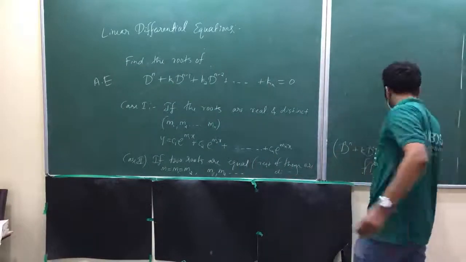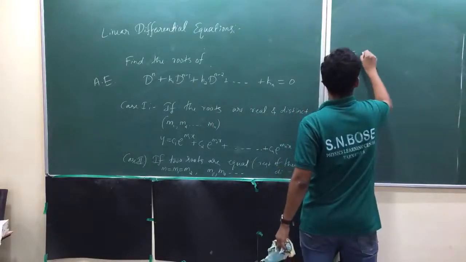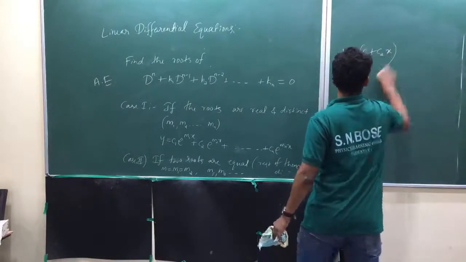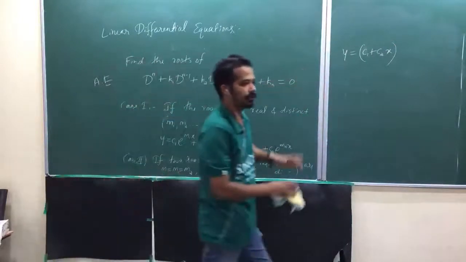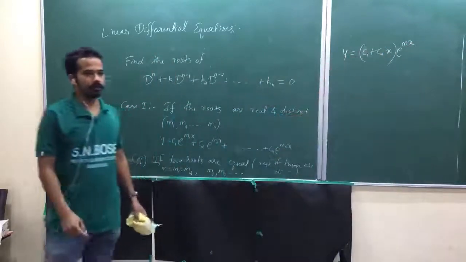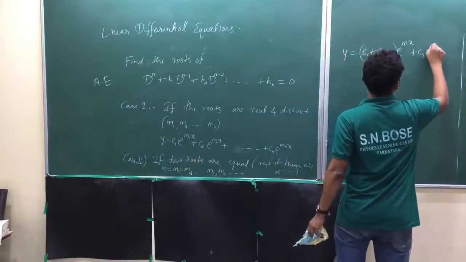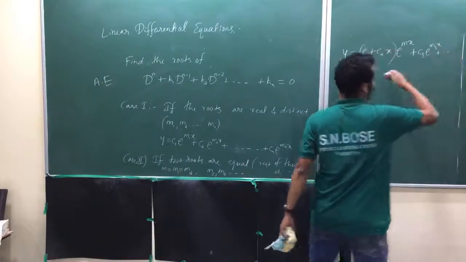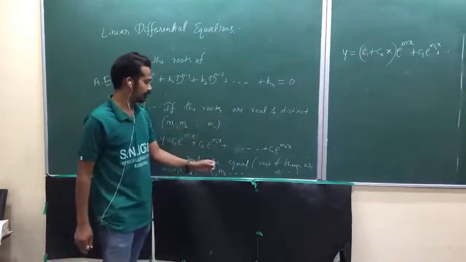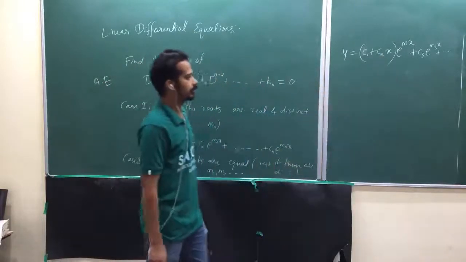In that situation, your complementary function, which is itself a solution, is equal to (c1 + c2 x) e^(mx), where m = m1 = m2, corresponding to this repeated root, plus c3 e^(m3 x) plus and so on. For the other non-repeated roots, it will continue as here. Is that okay? Corresponding to that repeated root, you will have this part.